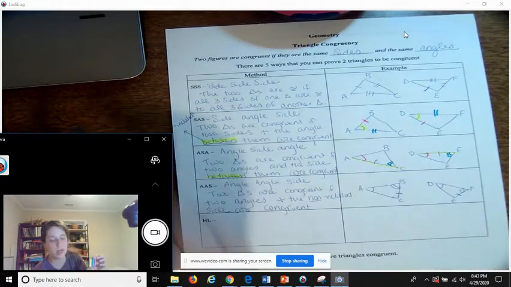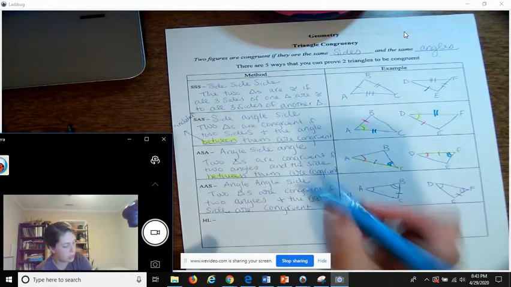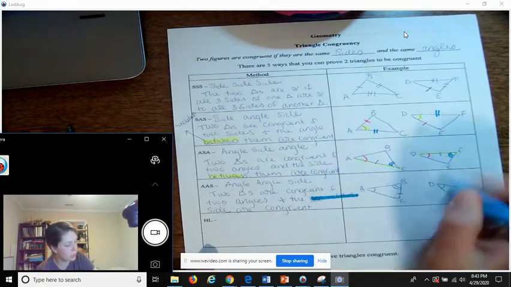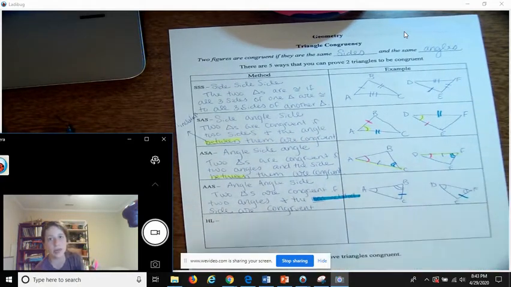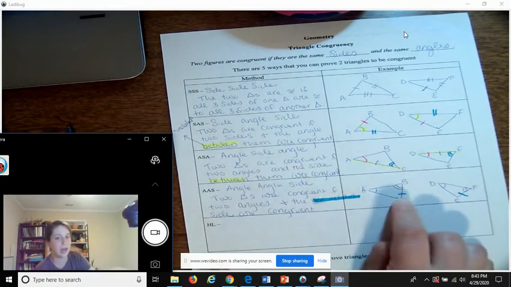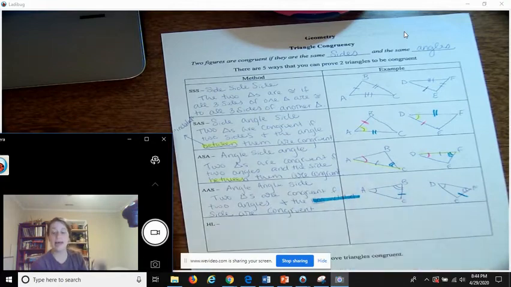Okay, so the non-included piece means not between, okay? It's at the end, okay? So you have an angle, and then an angle, and then a side afterwards. Okay, lastly, we have hypotenuse leg.